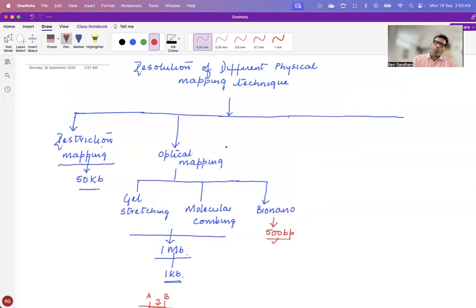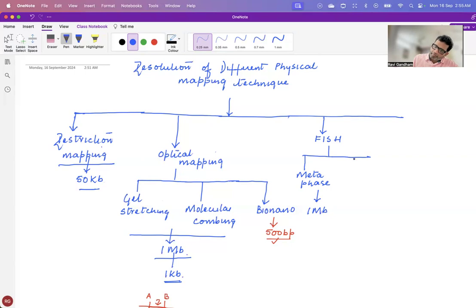Now, we'll go to the next technique, that is fluorescent in situ hybridization, FISH. Under FISH, we have studied three variants. The first one is the metaphase FISH, wherein the resolution is only 1 MB.